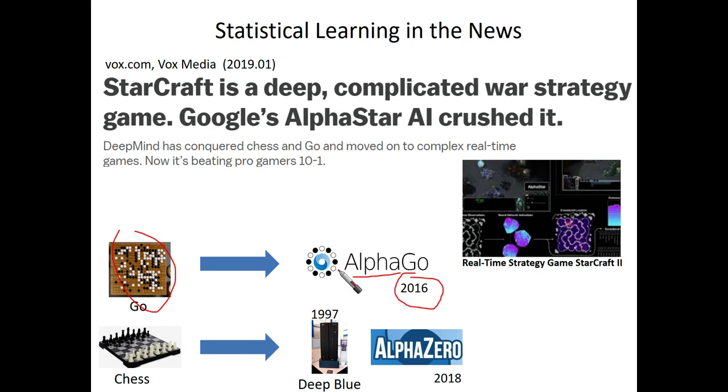Then you have chess, for a long time, and perhaps you have heard of Deep Blue that came up in 1997. At the time, Deep Blue later defeated the world champion in chess, maybe Kasparov or Karpov, I forgot the name now. And then recently in 2018, another improved version from the same company, DeepMind, came up with AlphaZero. So behind these is machine learning, statistical learning, those things.